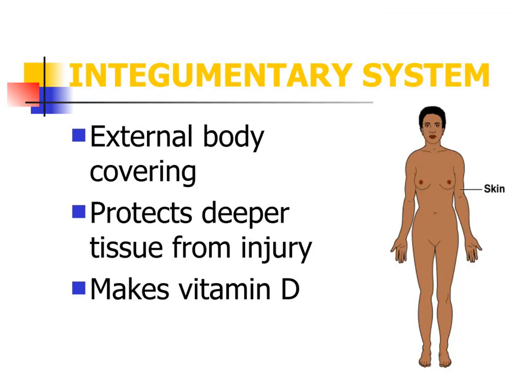So the integumentary system has already been covered. It's the external body covering. Its job is to protect the underlying tissue layer from injury, and it makes vitamin D. The organs that belong in the system will be in the picture. Skin is one of them. The other two are hair and nails. And there are various others, but those are the major organs that belong to the integumentary system.